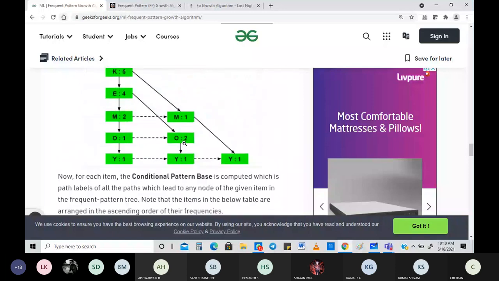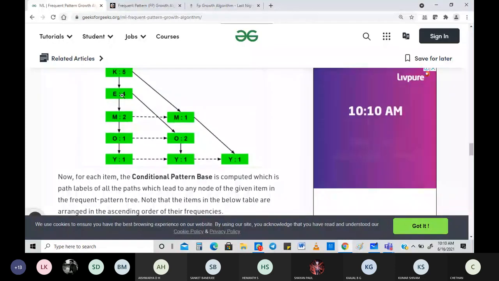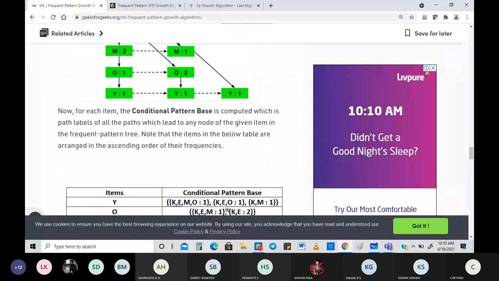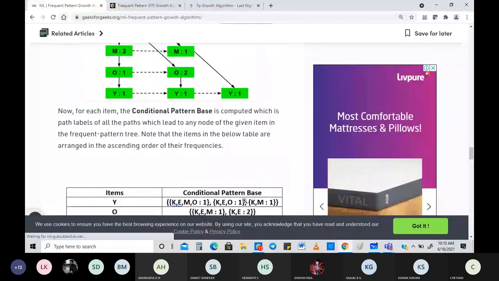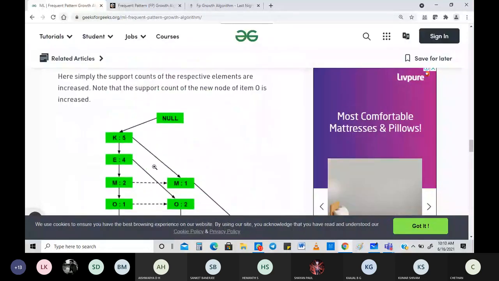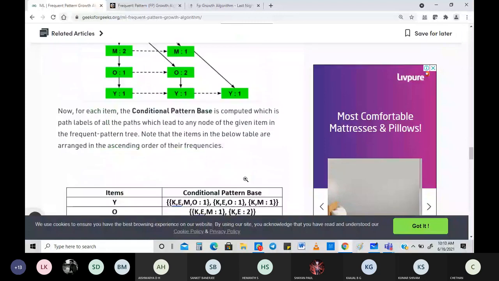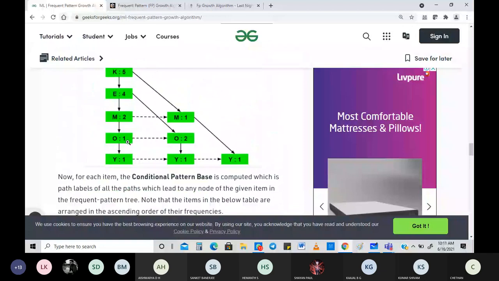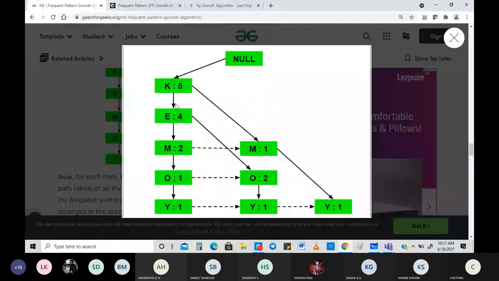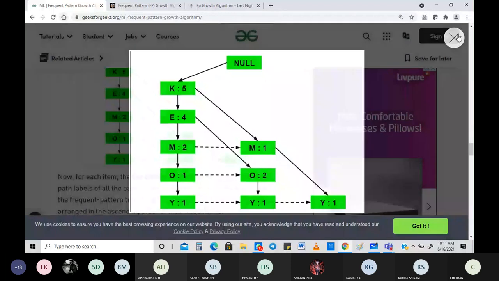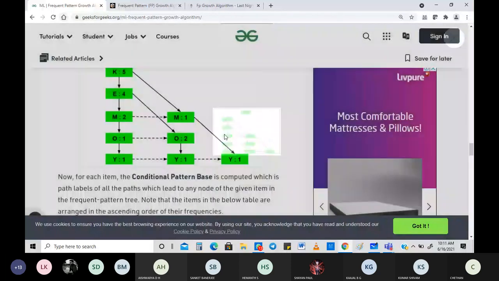What is the value for this one? K, E, O. What is the value of Y? 1. Then here, value of Y. K and M. What is the value of Y? 1. So Y is all done. Then do the same thing with regard to O. What do you think will be happening with regard to O? K, E, M, 1. Then for here, K, E, 2. So, two things should be coming for O. Check it. K, E, M, 1, K, E, 2.